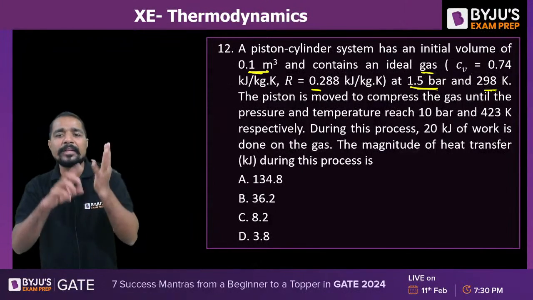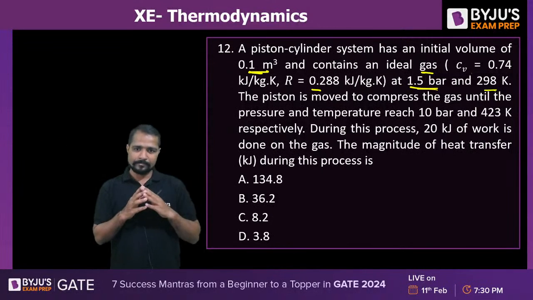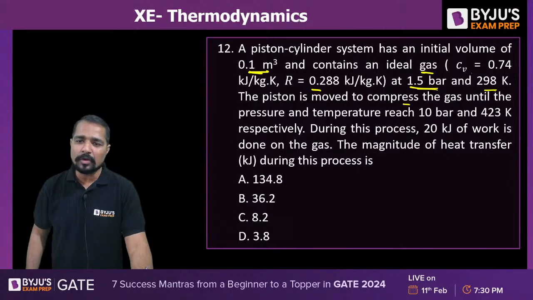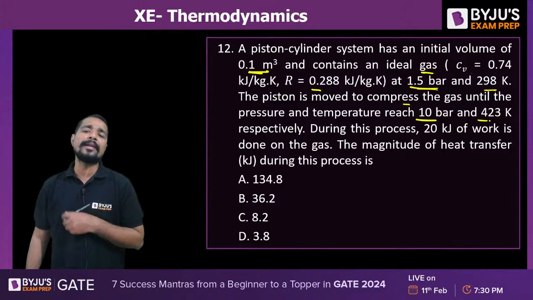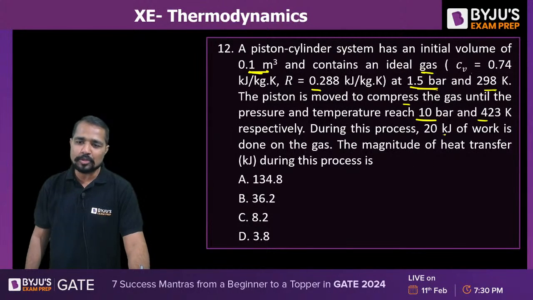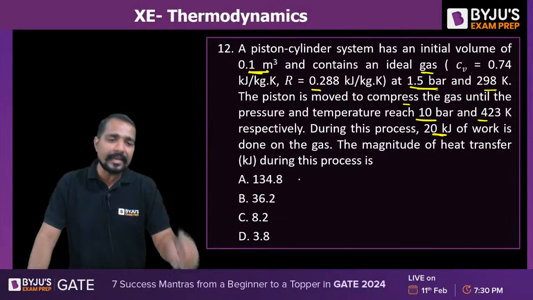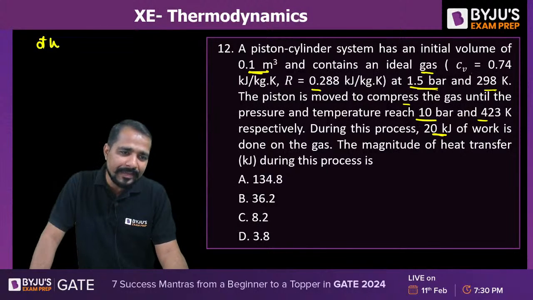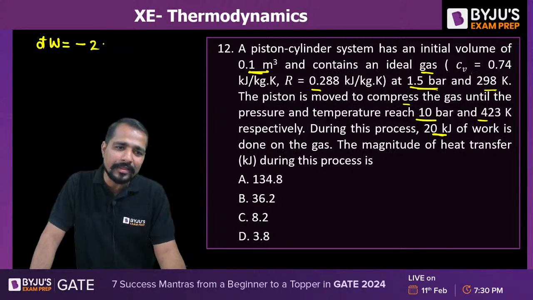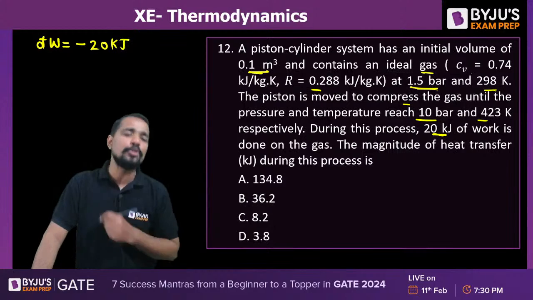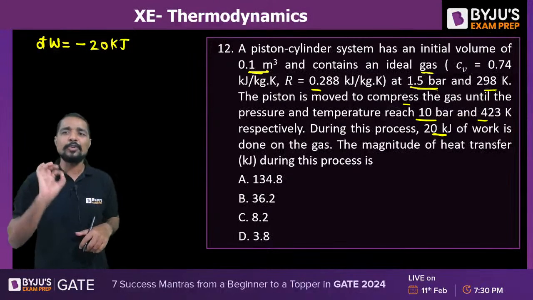P1, T1, V1 are all given. The piston is moved to compress the gas until the pressure and temperature P2, T2 are given to us. During this process, work is done on the gas. Work is done on the gas, my dear: 20 kilojoule. What is the magnitude of the heat supply?